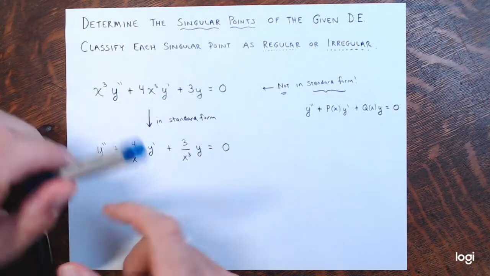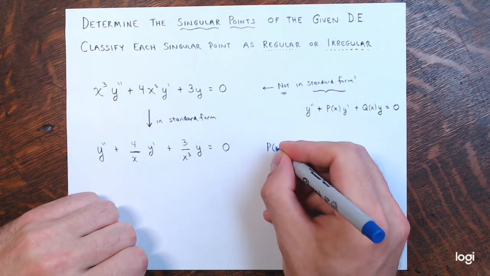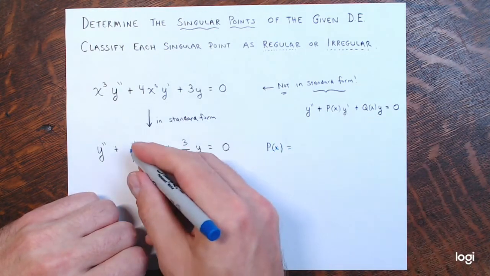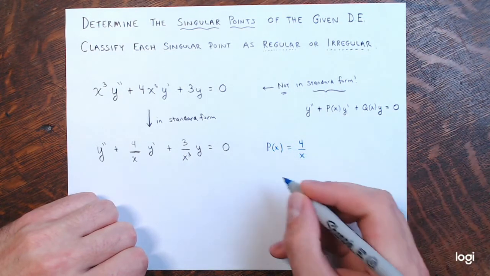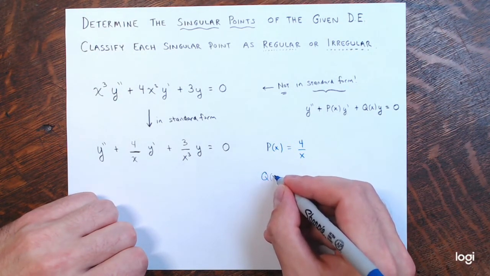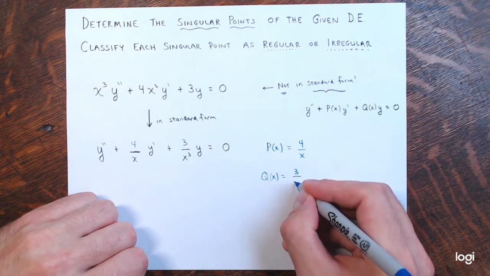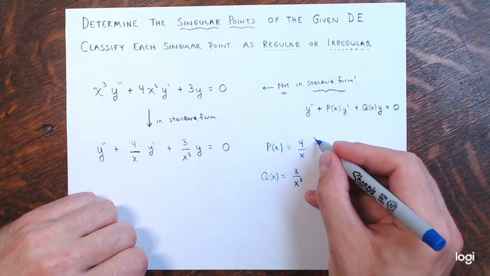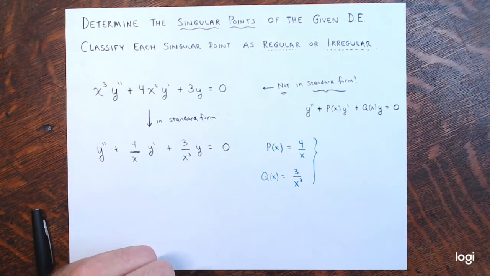Alright, so I'm in this standard form. Now the p of x from the form is this coefficient here of y prime, that's 4 over x. And the q of x is this coefficient of y, which is 3 over x cubed. Now I'll tell you right now, and it's probably pretty easy to determine, again, I'm not going to go into this. I'm assuming you know some things about power series. I'm not going to make this a power series video.